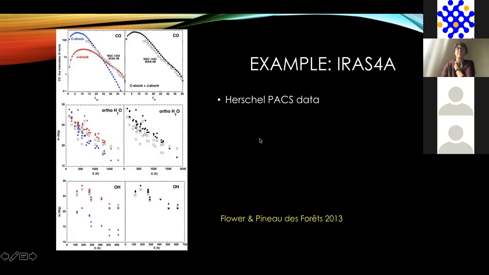This is an example of a very nice study by Flora and Pino de Flora in 2013 on IRAS4A, a Class 0 source that was studied with Herschel with PACS. They had lots of lines in the infrared, high-J CO, water lines, OH lines, and you can see that they managed to fit the data. They actually needed two shocks, a C and a J shock, to fit the data.